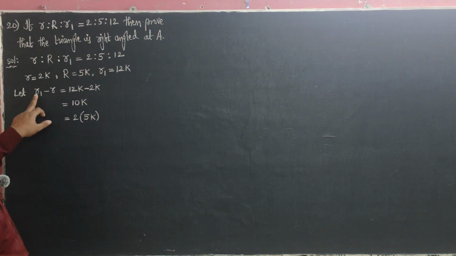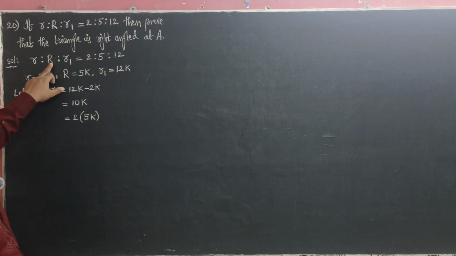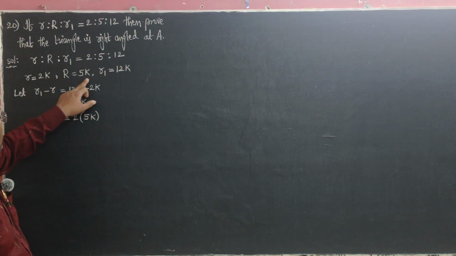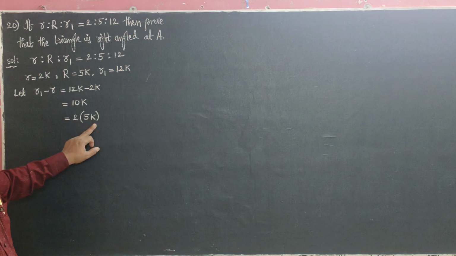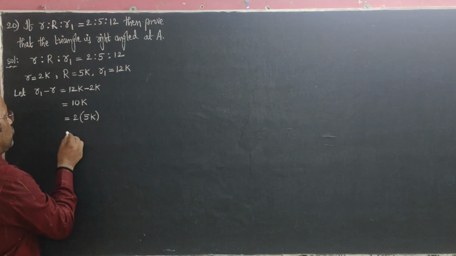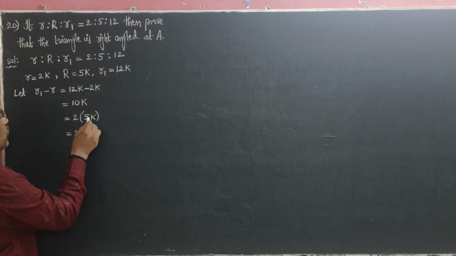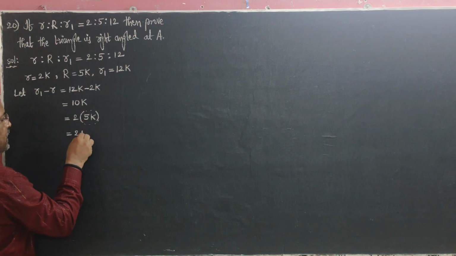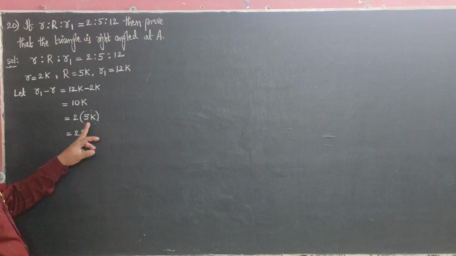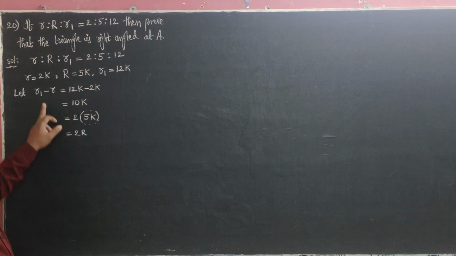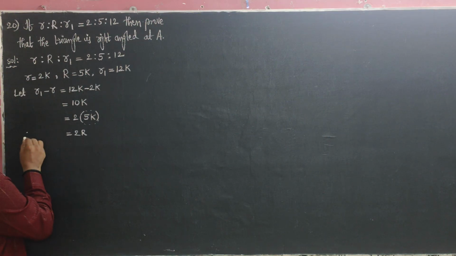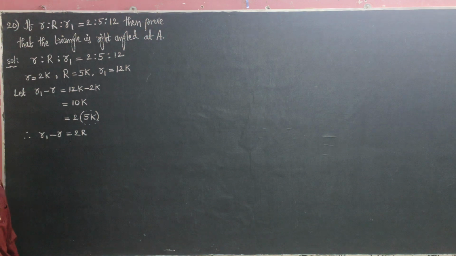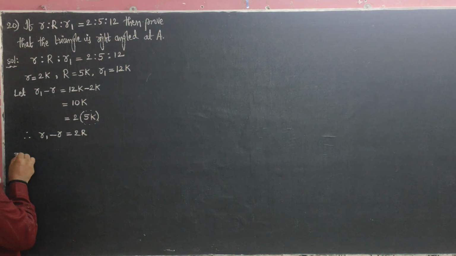10k, 2 into 5k. Okay. Because r1 and r are completed, capital R is missing. Capital R equals 5k. That's why we can write 5k. Okay. So 10k can be written as 2 into 5k, means 2 into what is the 5k value? 5k is capital R, so we can substitute. Therefore r1 minus r value is 2R. Clear?